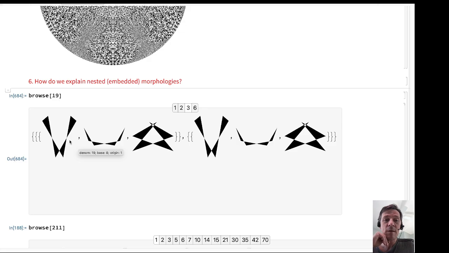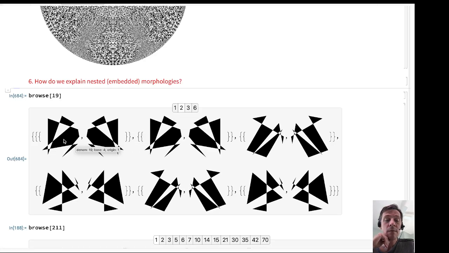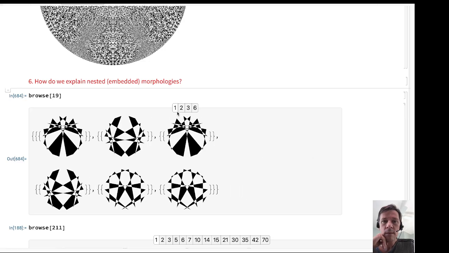The denominator 19 base 8 looks the same as the denominator 19 base 12. The ones that are denominator 19 base 4 look like 19 base 5, and 19 base 6 looks like this one, right? 19 base 16. And then 19 base 9 looks like 19 base 17. And then finally, we get these 6 pieces.